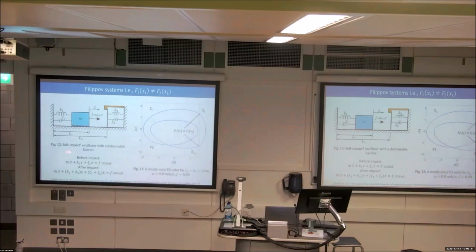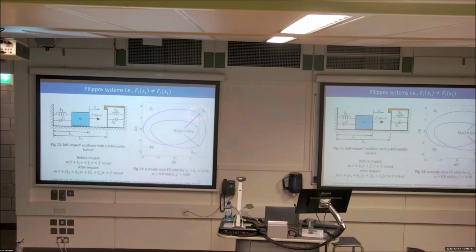This is a soft impact oscillator, and over here we see that M is undergoing oscillation. It comes in contact with this surface, and then once there is contact, there is an external restoring force that acts on the object. So what happens is that the dynamics changes after the point of impact. This is the steady state period-one orbit.